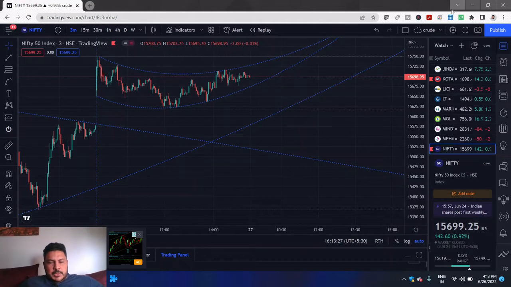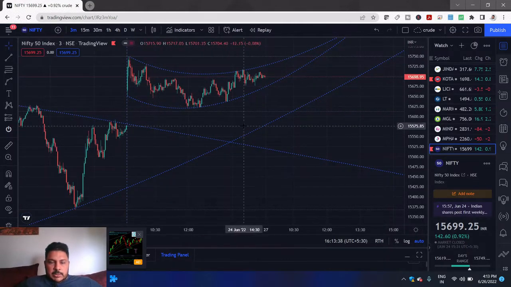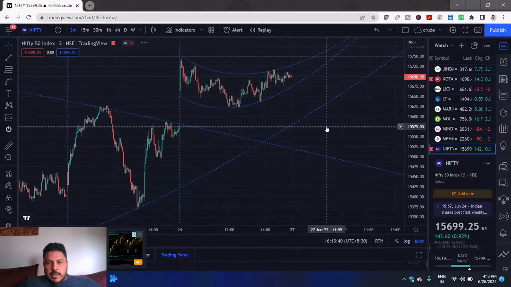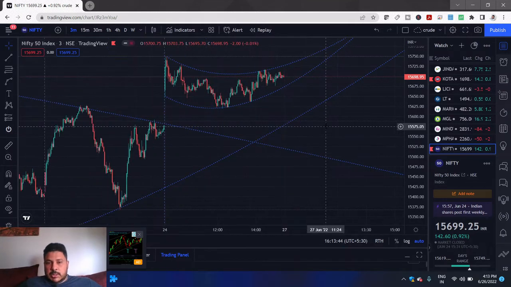So today we are going to learn something new. I hope you are able to see this chart and you must be wondering what these lines are and why they look like this. Today we will analyze Bank Nifty and Nifty using this concept, which is called a curved trend line.